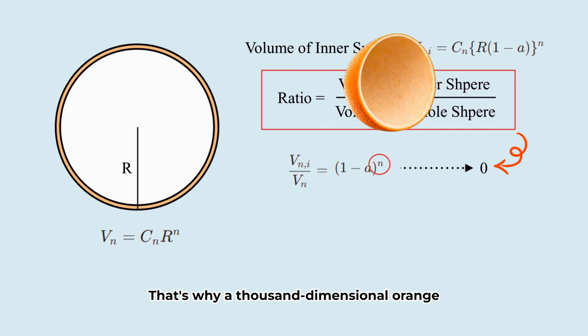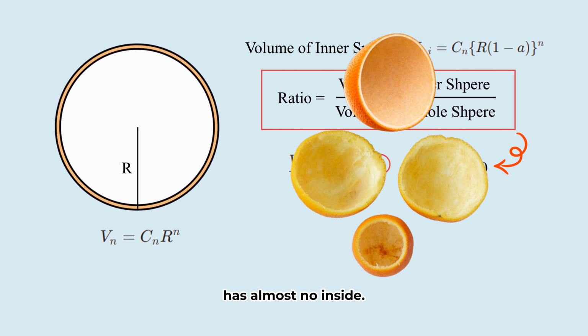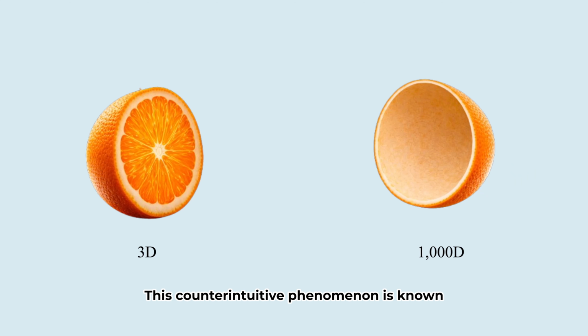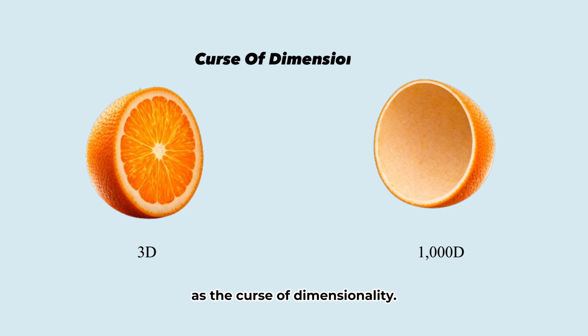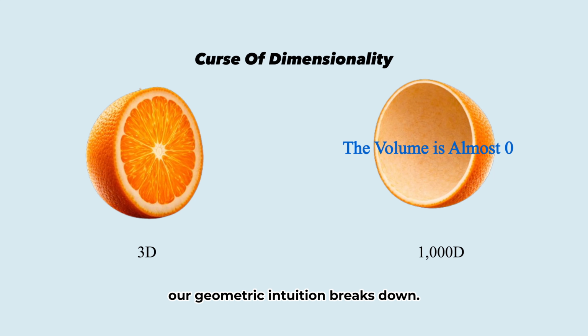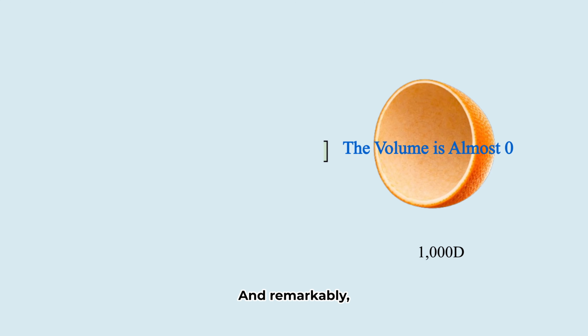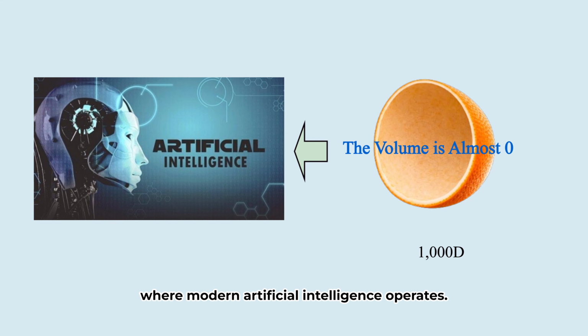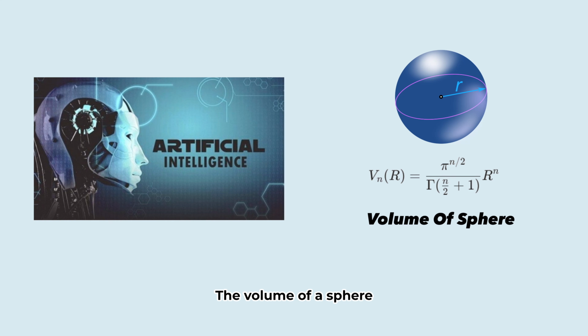That's why a thousand-dimensional orange has almost no inside. This is the mathematical reality. This counterintuitive phenomenon is known as the curse of dimensionality. In high dimensions, our geometric intuition breaks down. Space behaves in ways we are never trained to imagine. And remarkably, this is exactly the kind of space where modern artificial intelligence operates. The volume of a sphere turns out to be deeply connected to artificial intelligence. That is another story.